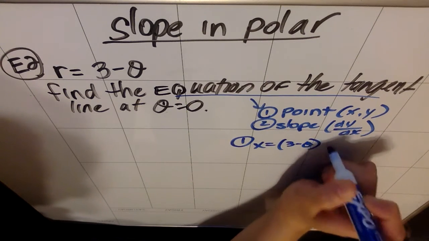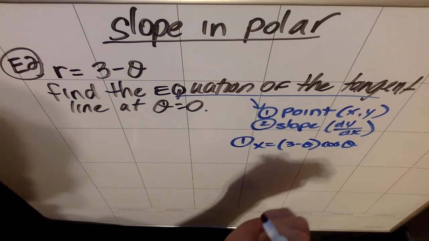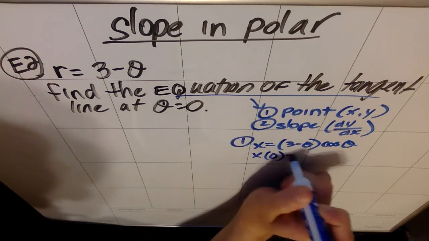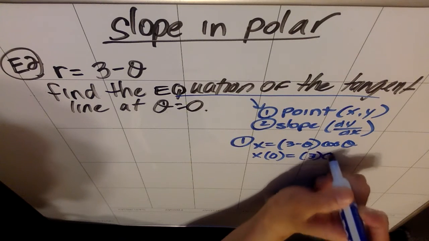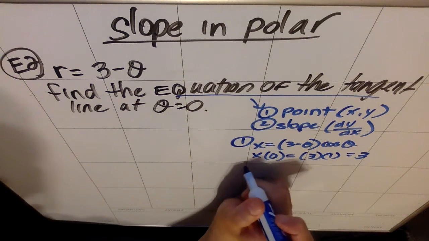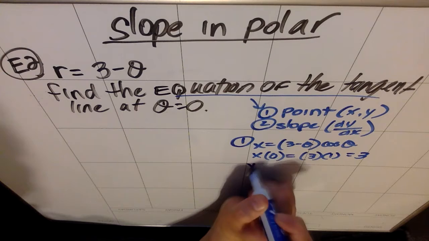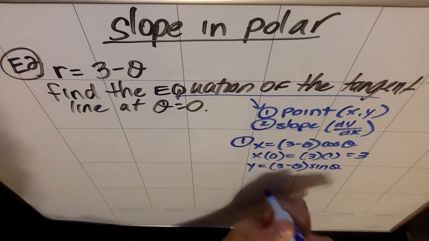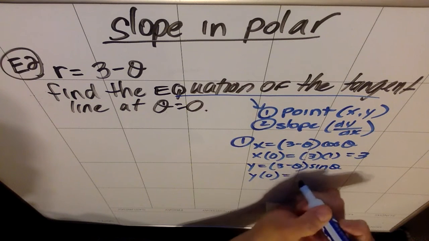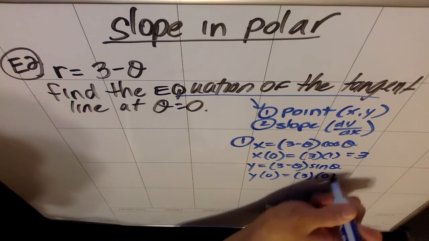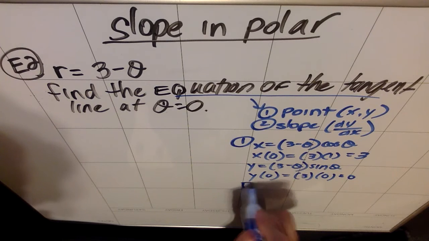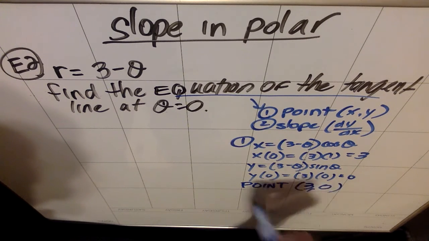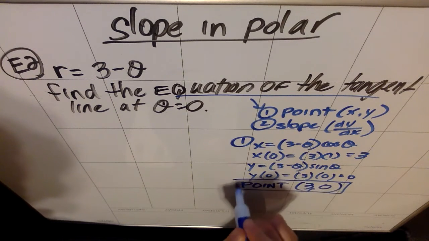So recall that when I go to find that point, x equals r cosine theta, which is (3 minus theta) cosine theta. So the x-coordinate, x at 0, should be a 3 times a 1, which is 3. And the y-coordinate, y equals r sine theta, which is (3 minus theta) sine theta. So y of 0 should be a 3 times a 0, which is 0. So the first piece of information I need is that the point is (3, 0), x comma y.